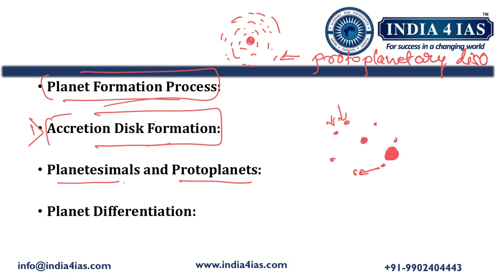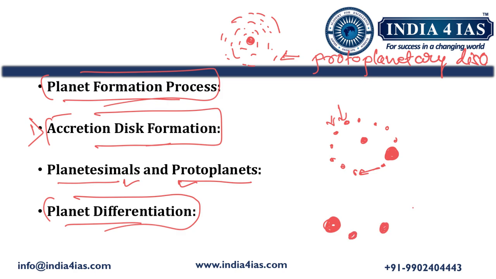After formation of planetesimals and protoplanets, planet differentiation starts over a period of millions of years. Surrounding the star or sun, these millions of protoplanets or planetesimals collide and form the planets. It will take millions of years. This is the orbit of this planet, this is the orbit of this planet, and this is the orbit of this planet. Over millions of years, planet differentiation takes place from the planetesimals and protoplanets. So this is about the planet formation process.